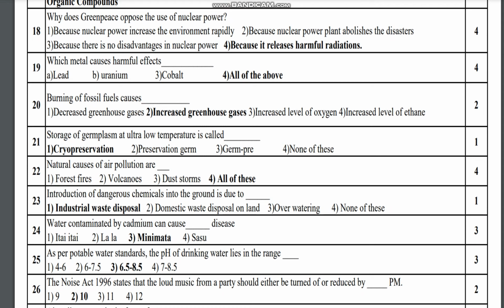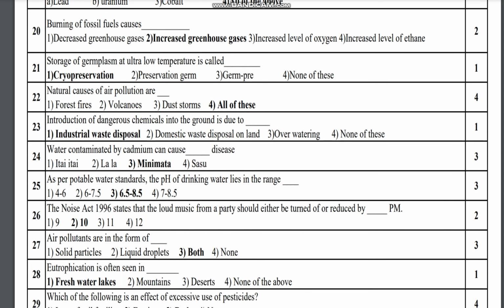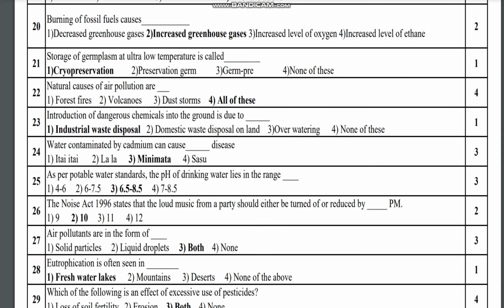Question number 20 is burning of fossil fuel causes increased greenhouse gases. Question number 21 is storage of germ plasma at ultra low temperature. It is known as cryopreservation. Question number 22 is natural cause of air pollution is forest fires, volcanoes and dust storms.